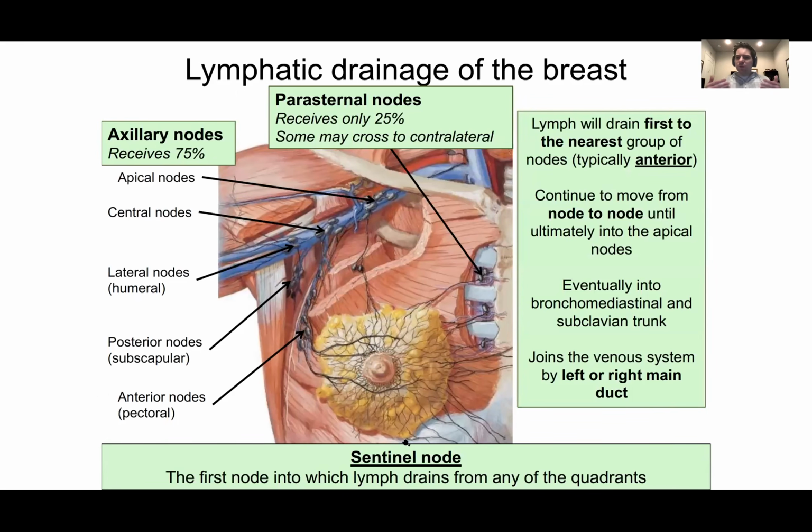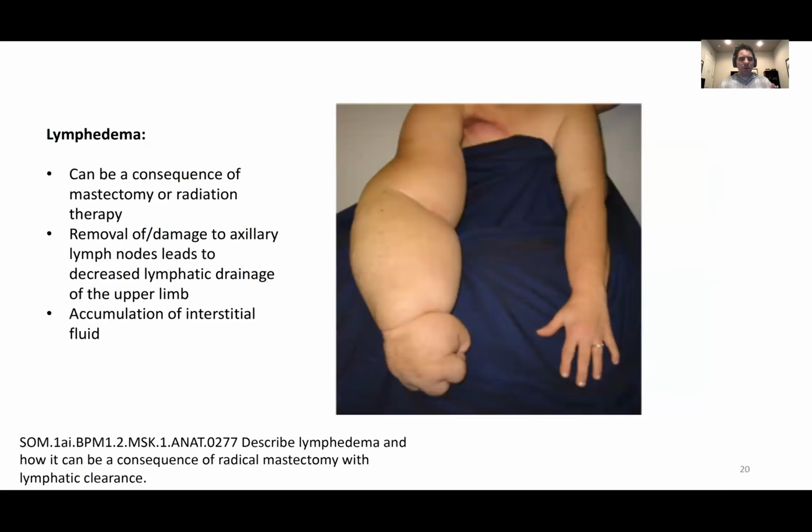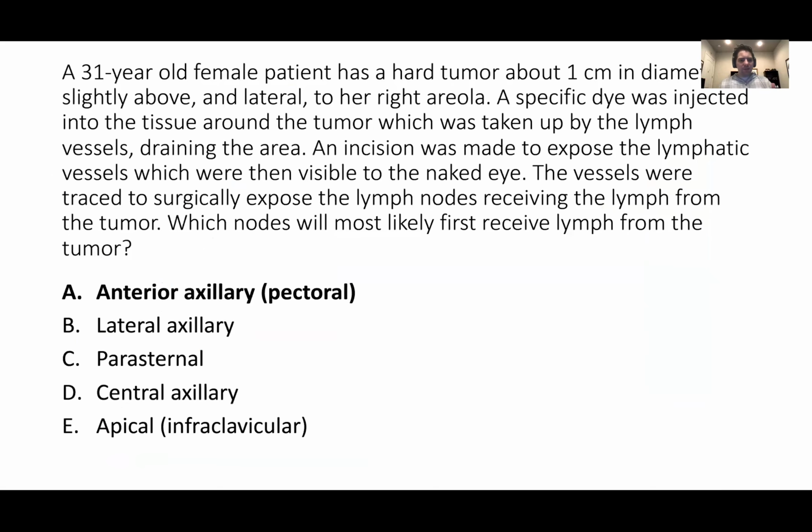So it's kind of like roads, right? They all drain to the central axillary node. There's the anterior that comes off the pectoral, the lateral comes, and then they get to the central. And then once they come together at the central, it's kind of like a main hub, then they can go up to the apical or the infraclavicular. So remember, anterior axillary is the pectoral.